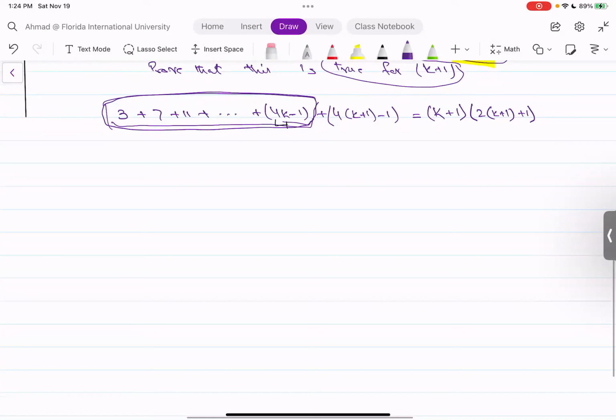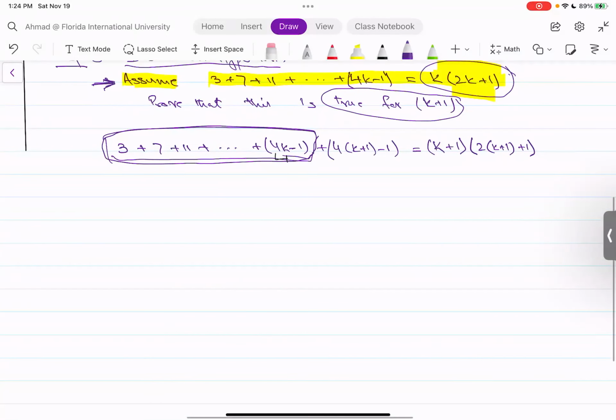Let's solve this one. In this place, I'm going to substitute the value, which is k times (2k plus 1) plus, this will now become 4k plus 4 minus 1. That is correct, right? Okay. On the right hand side, it is going to be (k plus 1) times, this will become 2k plus 2 plus 1, right? Okay.